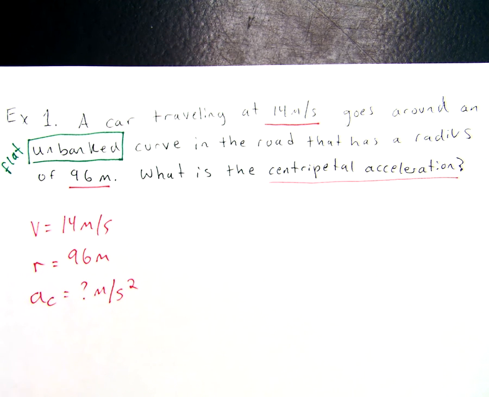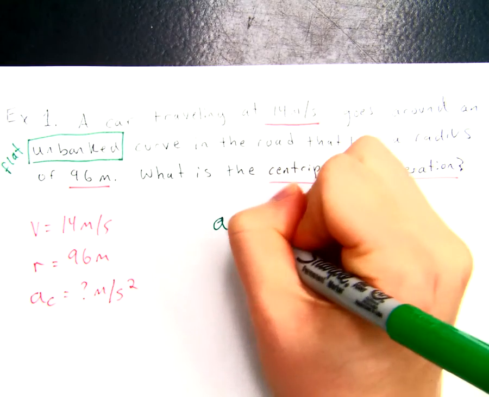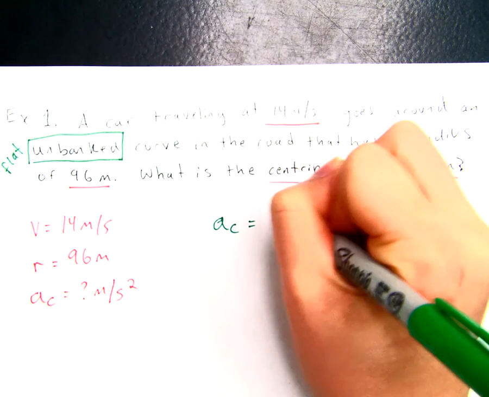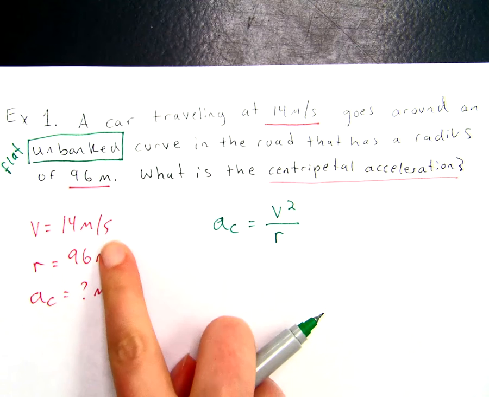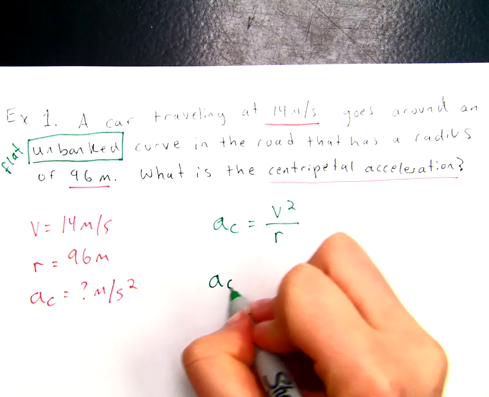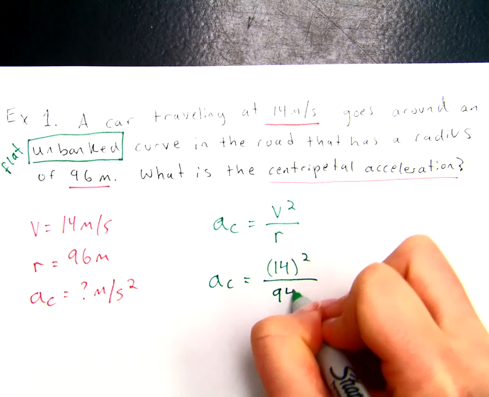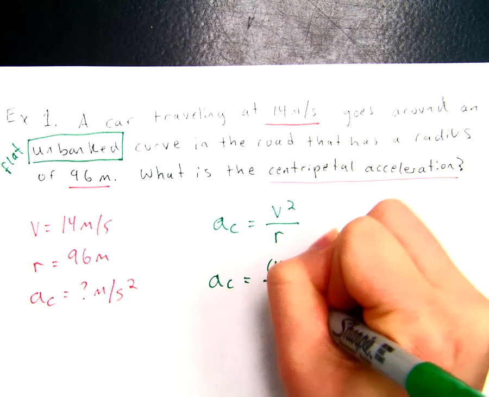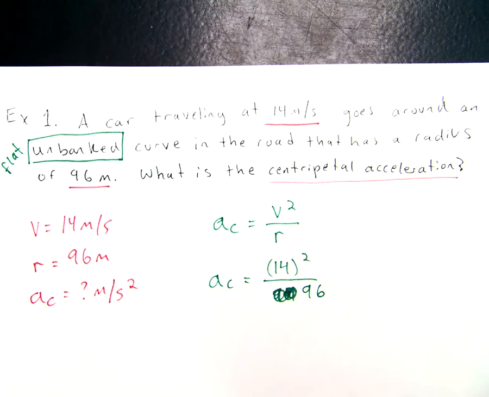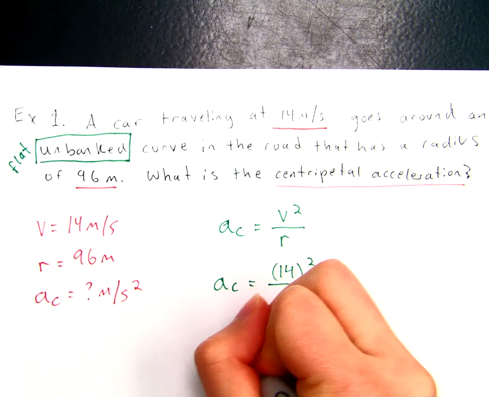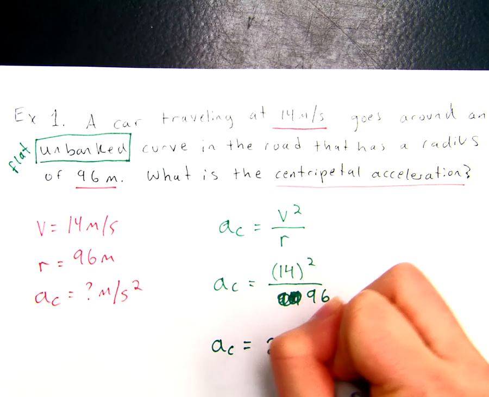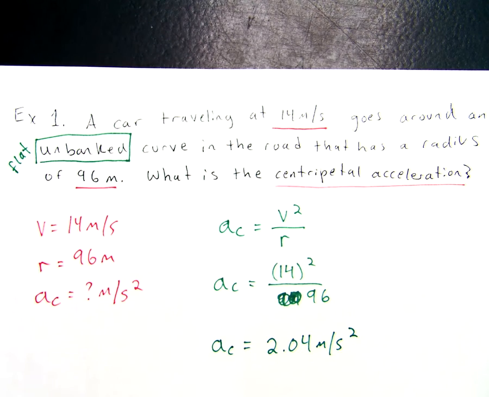This is a very simple, straightforward question. We're just looking for a_c, which by definition is v squared over r. And we have v and we have r, so it's just a matter of plugging in your numbers and calculating an answer. The most common thing people forget is that we are doing v squared. Sorry, I made a mistake there. So we do have to square that 14, then divide it by 96. And you should arrive at an answer of about 2.04 meters per second squared.